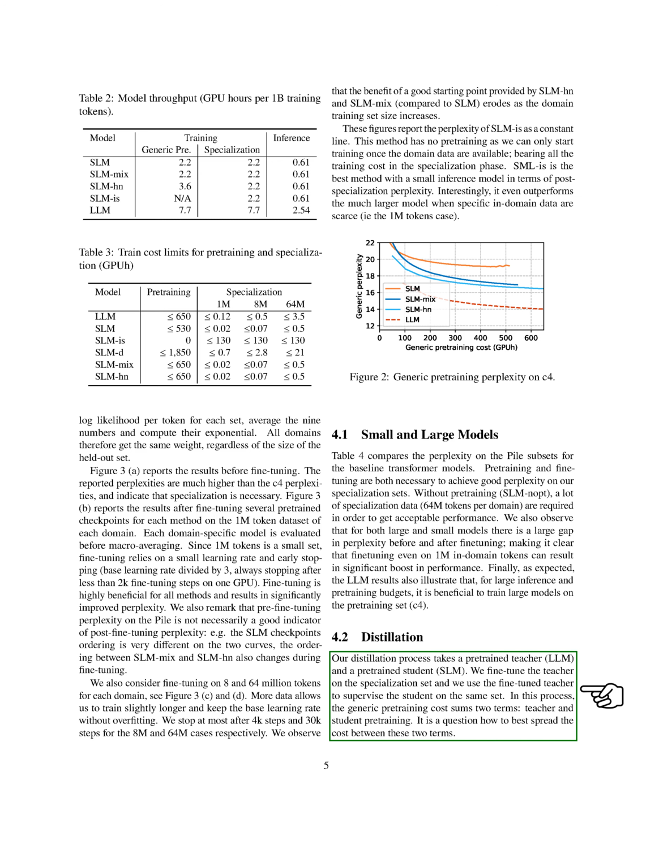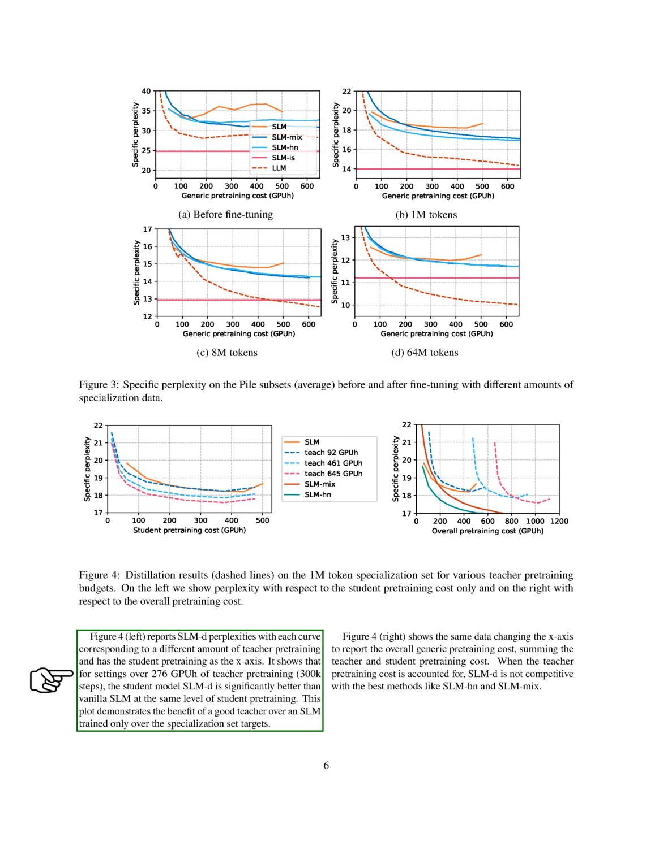This process involves balancing the costs of pre-training both the teacher and the student models. Our experiments show that when the teacher model is pre-trained for a sufficient amount of time, over 276 GPU hours, the student model performs significantly better than if it were trained alone on the specialized dataset. However, when considering the combined pre-training costs of both teacher and student models, the student model does not outperform other methods that do not involve distillation.